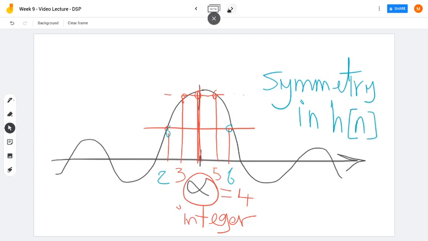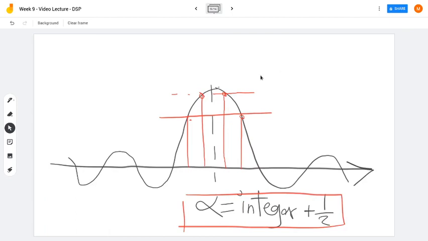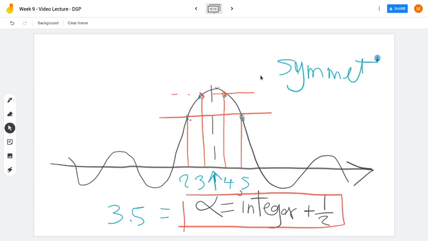And again, if alpha is integer plus half, so let me say alpha is equal to 3.5. Now this is alpha, and we will not be having a sample at 3.5, but we will be having a sample at 4 and at 3, and these two will also be symmetric, and we'll be having a sample at 5 and 2, and these two will be symmetric, equal to each other. So here we still have symmetry in the impulse response. This symmetry is very important.